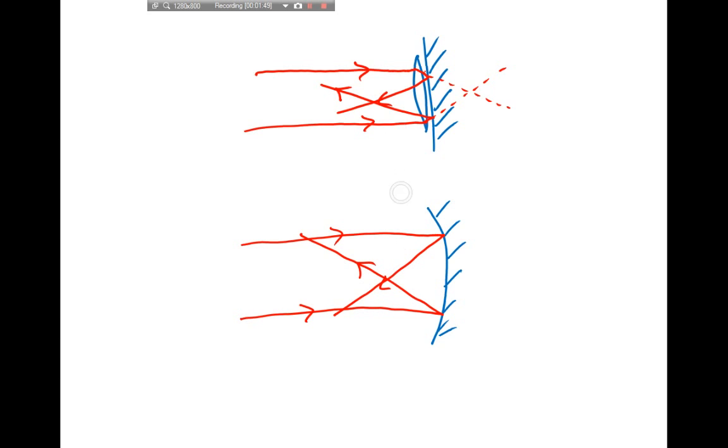So this is a really useful way to think about what's going on when the light hits a concave or a convex mirror. It's basically like the light is passing through a lens and then is immediately reflected back.